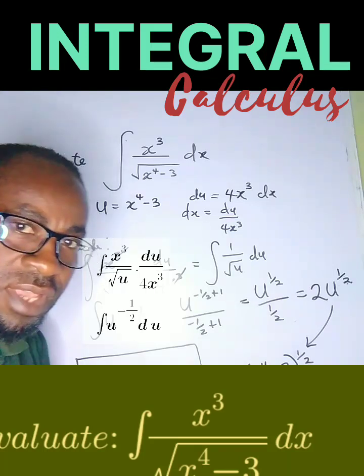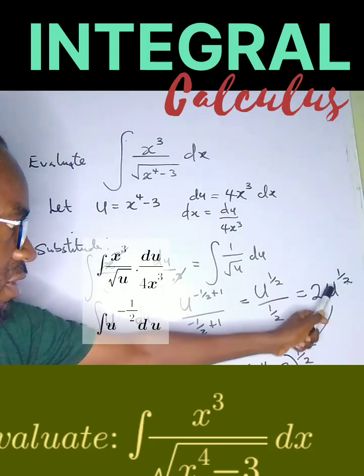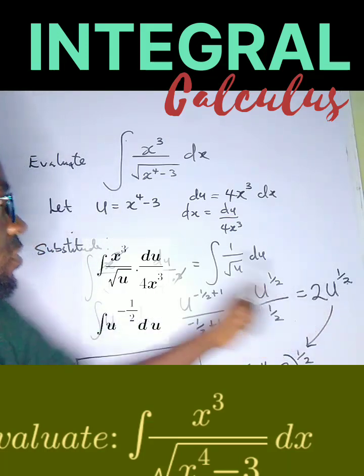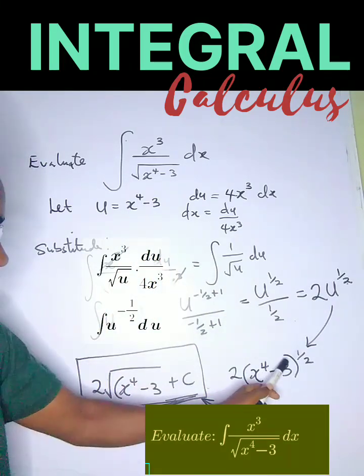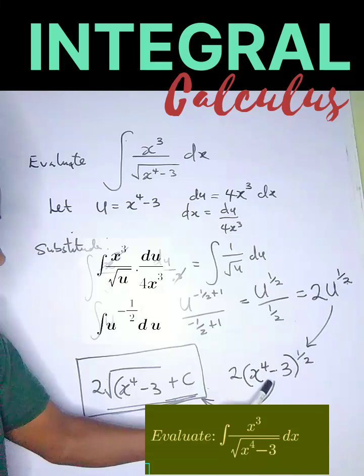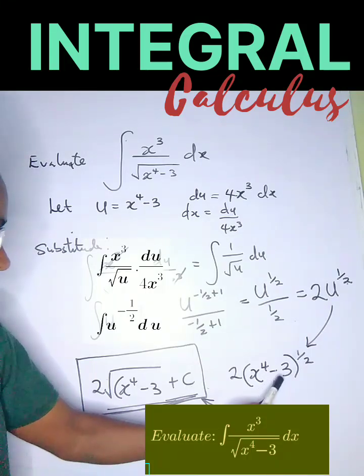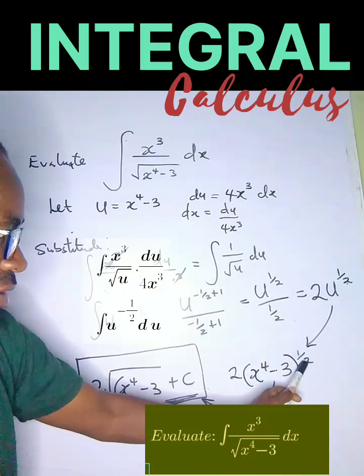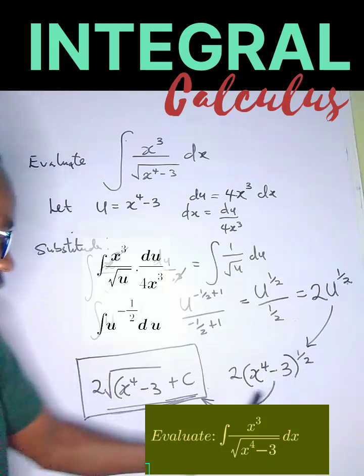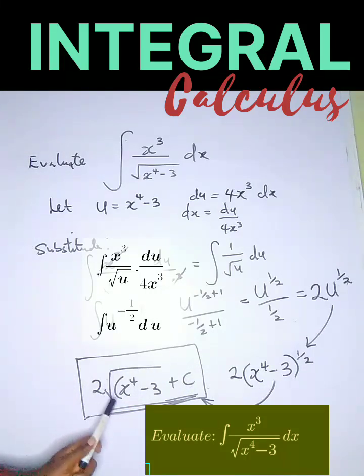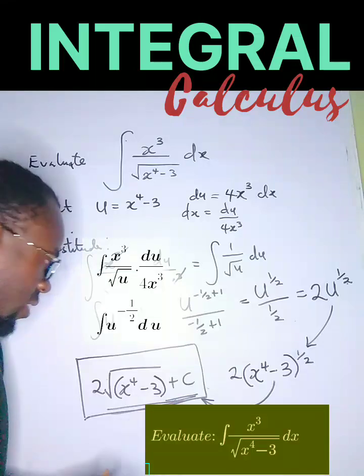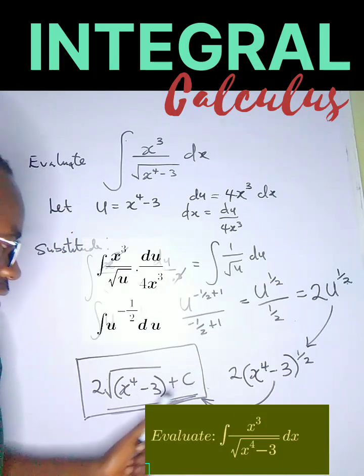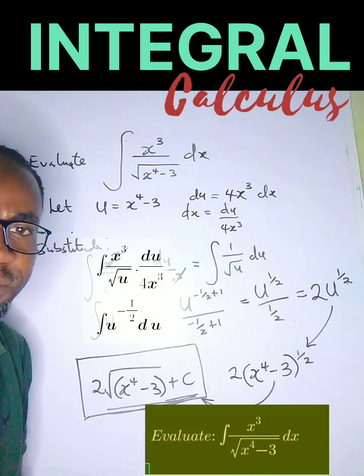Now what we're going to do next is to substitute back this u, which is x to the power 4 minus 3, which I replace back here. Lastly, this is raised to the power of half. We can put it back in the root form, and so close this bracket here, and so this is our final answer.